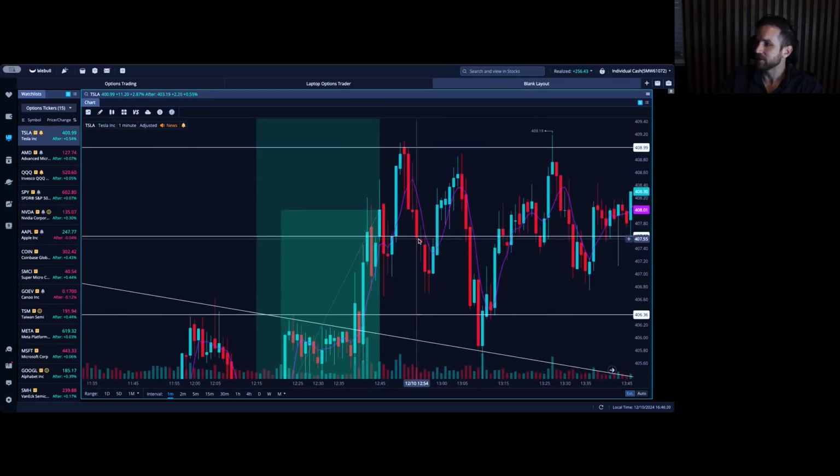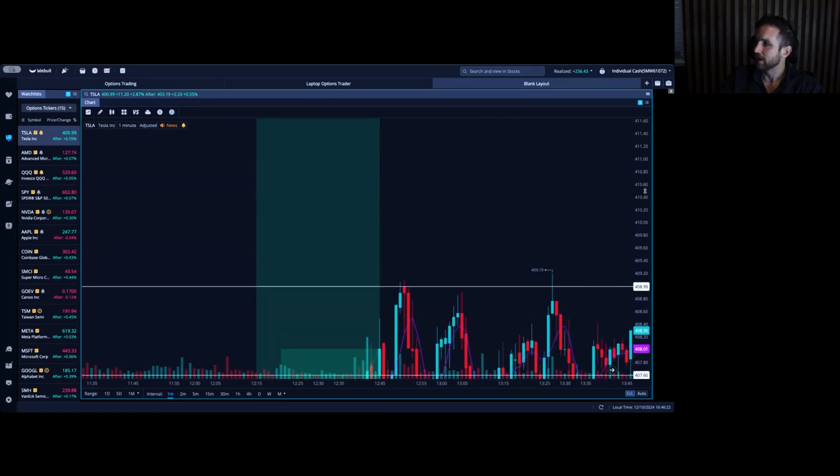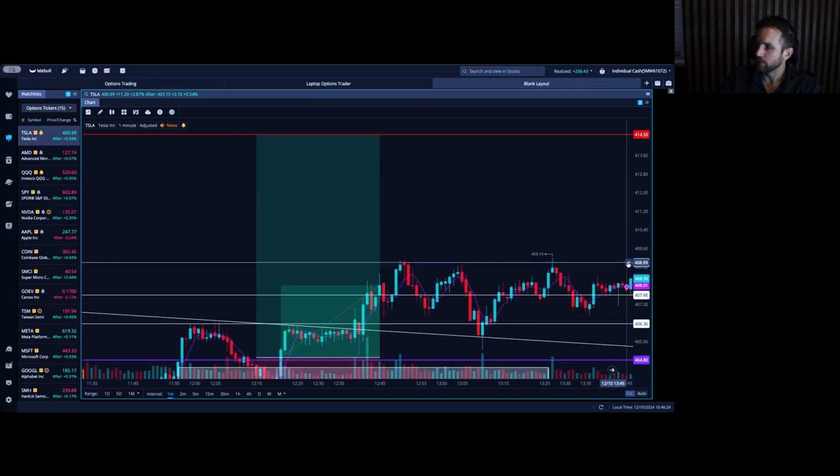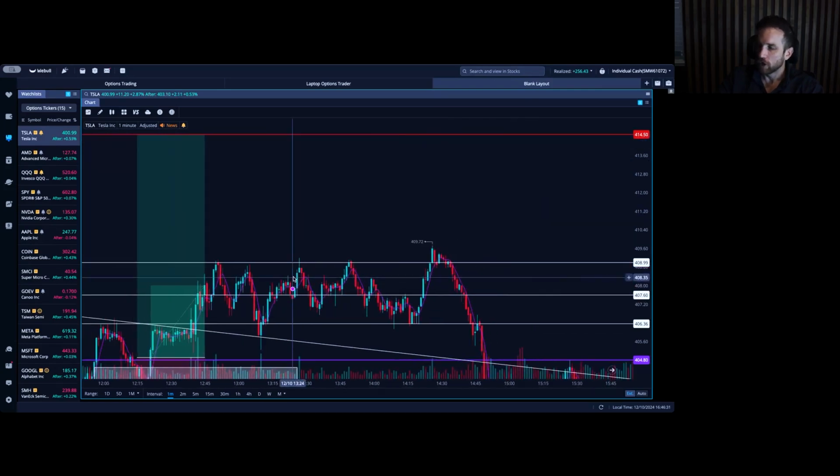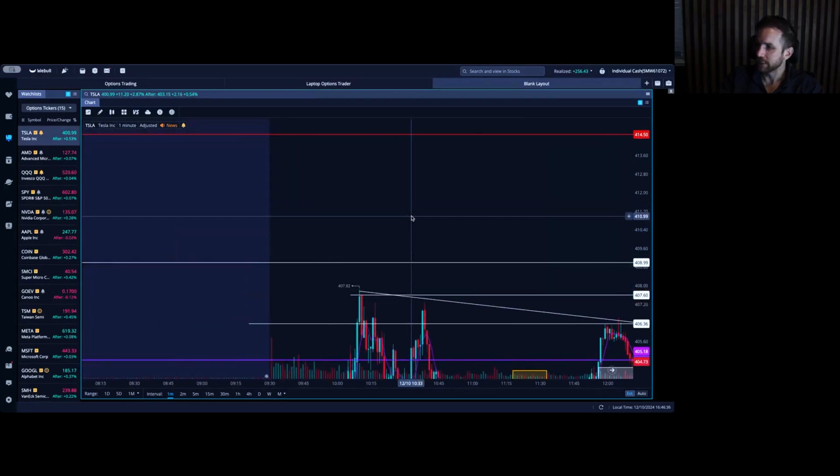I stopped out as it closed below this 407 level. Ideally, if it kept going and broke that 409 level, it would have been a great straight shot up to the 414.50s. So overall, solid trade on the day. And so really happy that I ended up taking the Tesla trade.